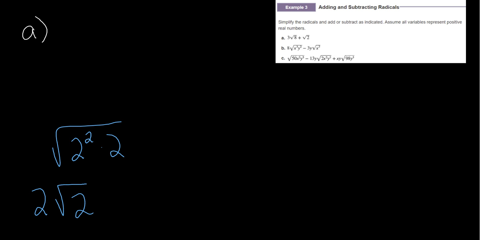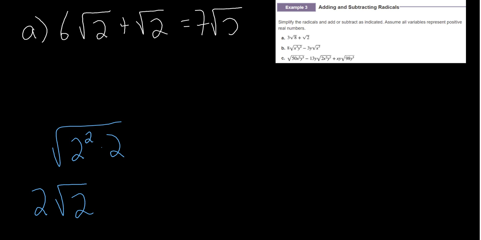And of course, this 2 right here is going to be multiplied by the 3 right here. So it's going to turn into, not 3, sorry, it's going to turn into 6 on the square root of 2 plus the square root of 2. Well, 6 plus 1 is just going to be equal to 7 on the square root of 2.